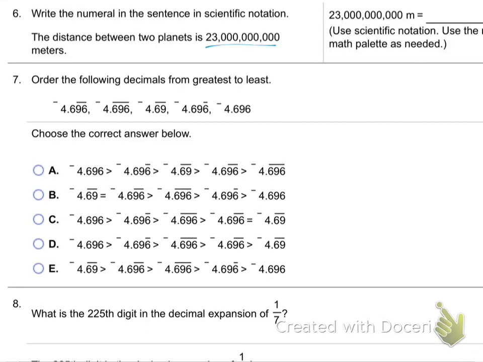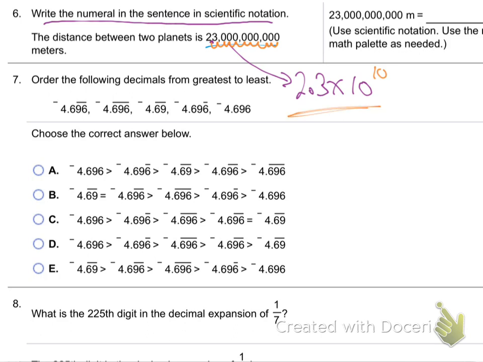Number 6 was to take this number, and they want me to write it in scientific notation. So it's going to be 2.3 times 10 to some power. How do you know what power? Well, if the decimal was placed right there between the 2 and the 3, how many places to the right would it need to move to get to the end? 1, 2, 3, 4, 5, 6, 7, 8, 9, 10. 10 places. 2.3 times 10 to the 10th.